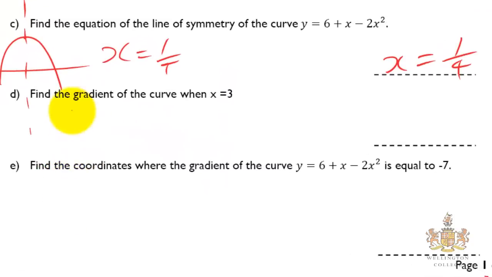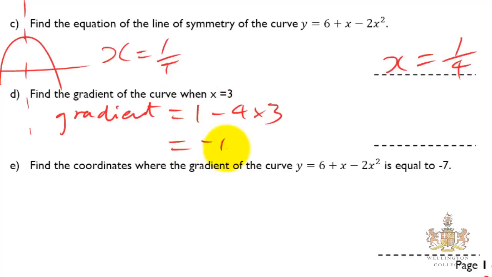Find the gradient of the curve when x equals 3. So the gradient was 1 minus 4x. Because we differentiate to find the gradient, it is 1 minus 4x, so we've got 1 minus 4 times 3, that just gives us minus 11.